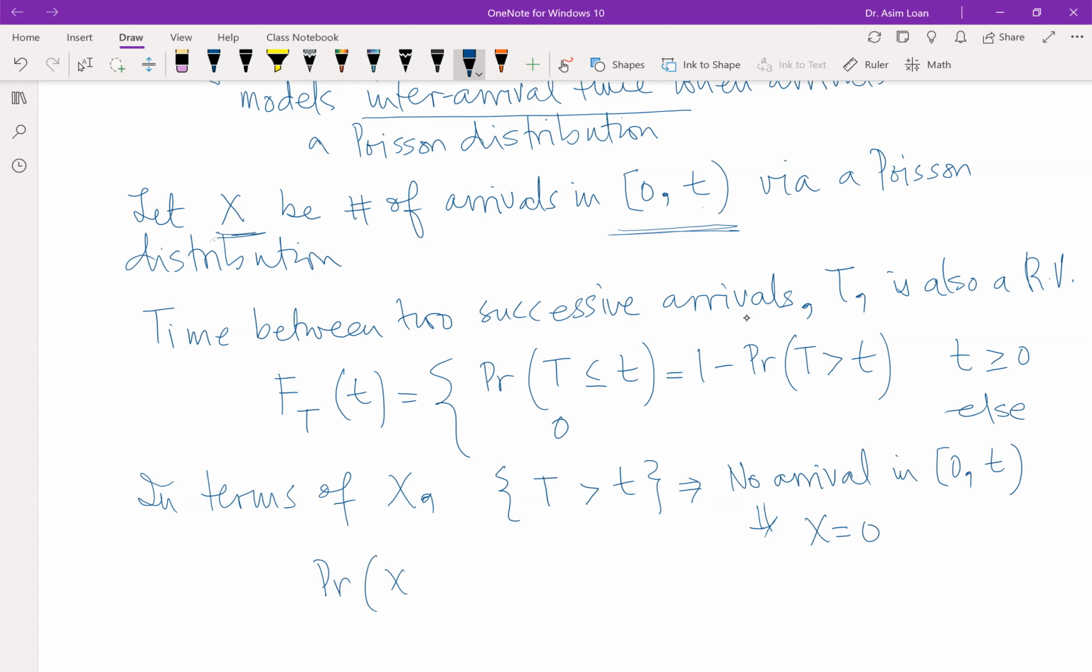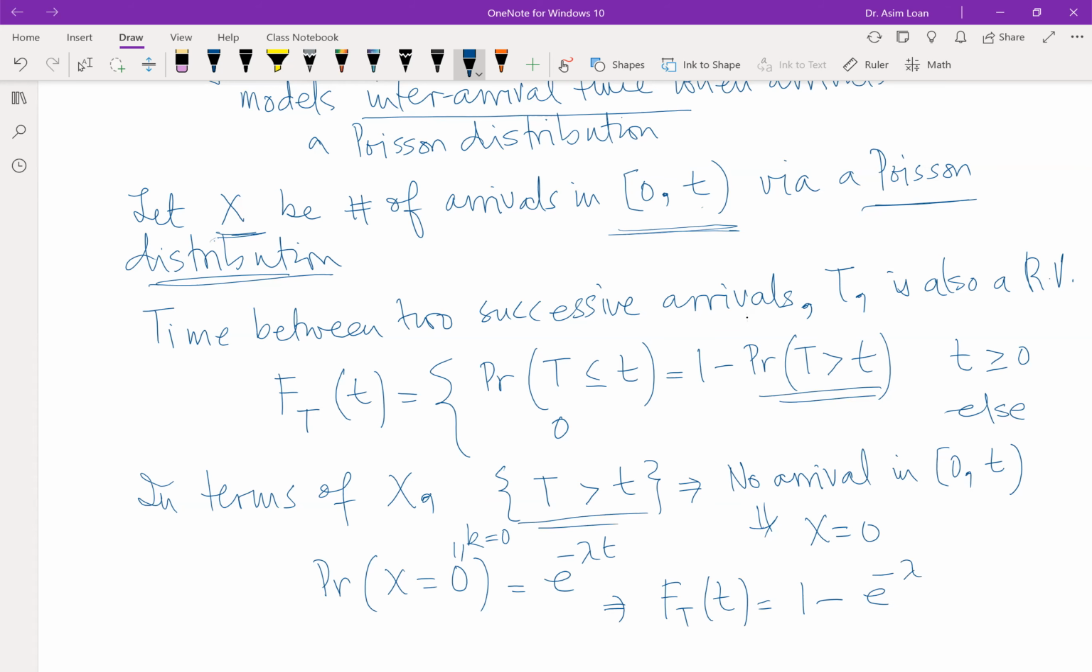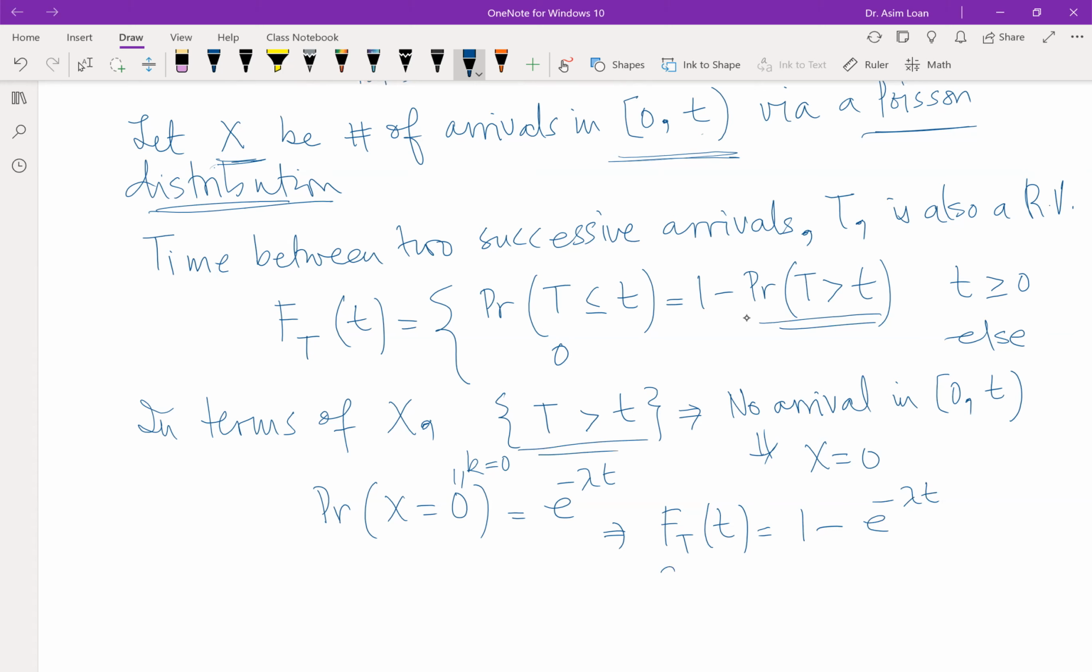But what is the probability X is equal to 0 if the arrivals obey a Poisson distribution? Then this is simply e to the minus lambda t, since it is (lambda t)^k over k factorial, and k is 0 here. Since k is equal to 0, this is simply e to the minus lambda t, or this implies F_T(t) is 1 minus this thing, 1 minus e to the minus lambda t. And if I take the derivative, d by dt of F_T(t), this is simply lambda e to the minus lambda t.